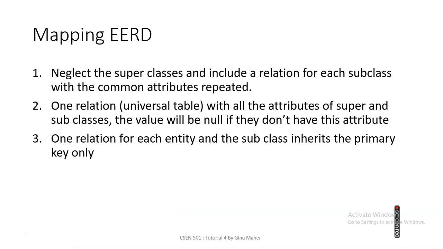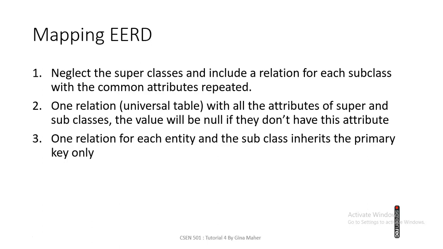First, what is the difference between the ERD and the EERD? When we say EERD, we mean that there are super and subclasses in our diagram. There is inheritance, and classes that inherit attributes from other classes and so on. So, how are we going to map the super and subclasses to the relational schema or to the relational model? First, we have more than one option in order to map an EERD diagram.